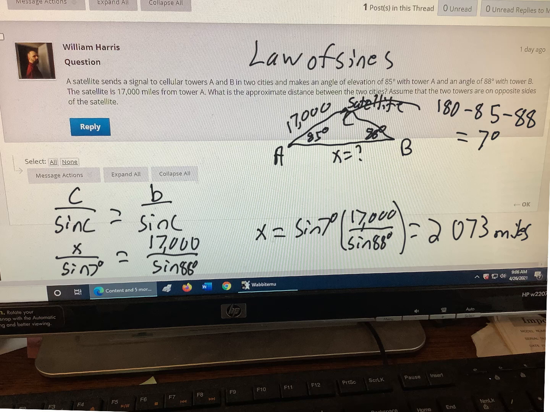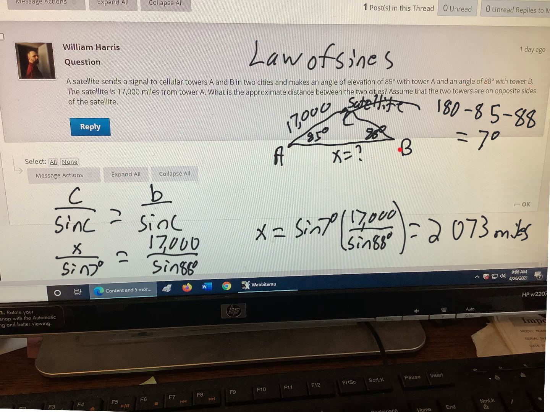So your question in the discussion board, I'm guessing from law of sines section, you don't indicate what section it's from. Satellites send a signal to two cellular towers, A and B, in two cities. It makes an angle of elevation 85 degrees with tower A and an angle of 88 degrees with tower B.